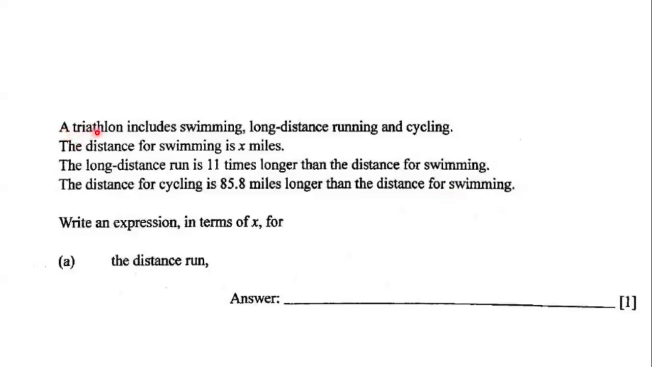A triathlon includes swimming, long distance running, and cycling. The distance for swimming is X miles. The long distance run is 11 times longer than the distance for swimming. The distance for cycling is 85.8 miles longer than the distance for swimming. Write an expression in terms of X for the distance run.